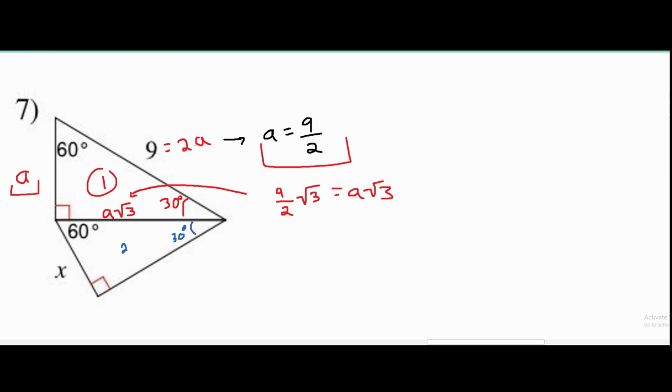And then if we plug it back into this part where we have 9 over 2, we're going to plug in our 9 over 2 for a. The 2's cancel out and we get 9 is equal to 9, so this is good. Our work checks out.